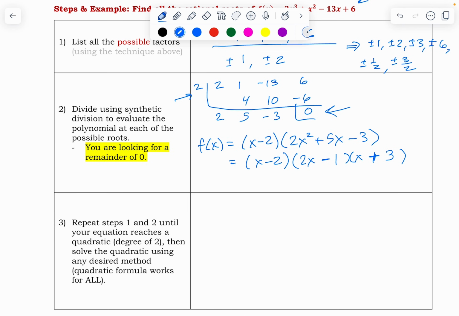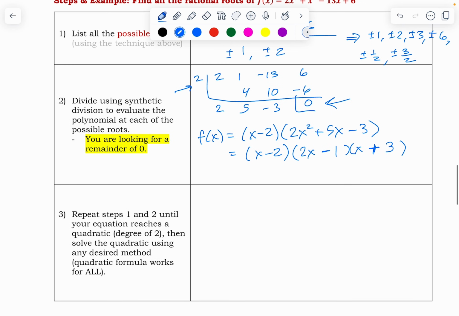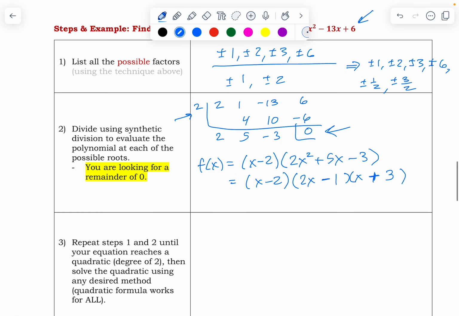Repeat 1 and 2 until you get to the quadratic. Oh, okay, well, I'm not really following their boxes. But I got lucky on the first one out. If you notice the answer key that I posted in class, I didn't get lucky the first time. So I shrunk my work and tried it again, and I didn't get that remainder of 0 till this time.